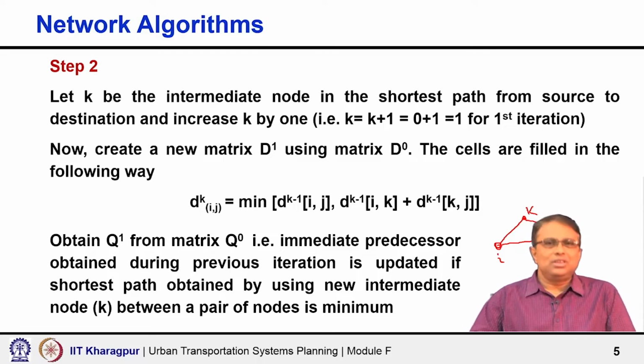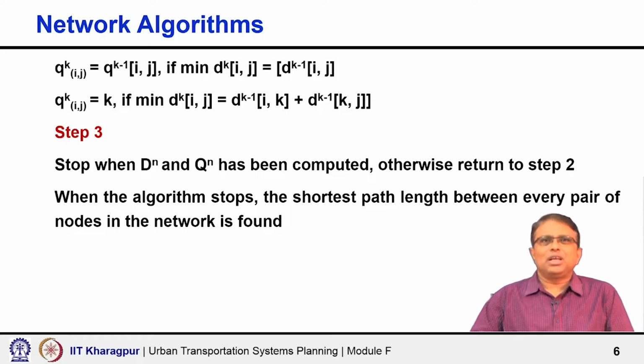Clear? So, with this, my q k i j will be q k-1 i j if the minimum d k i j is equal to d k-1 i j. And if I take the latter one, that is, the second part becomes cheaper, then I change the predecessor value and I make the predecessor of j as k. See how intelligently, or how efficiently, it is done.